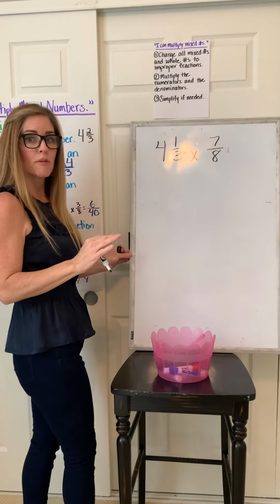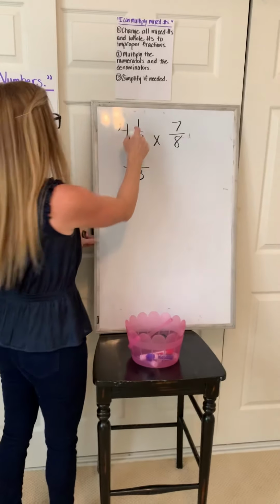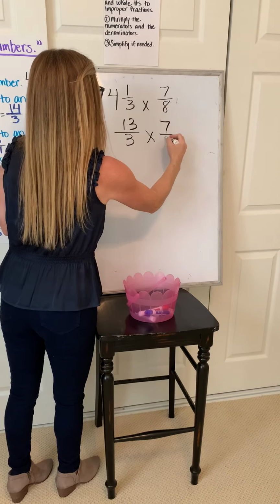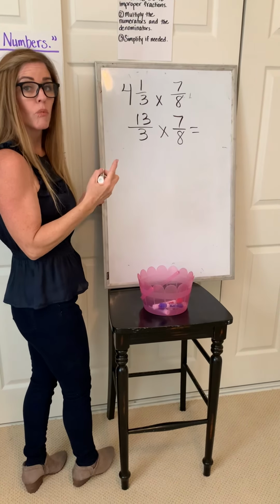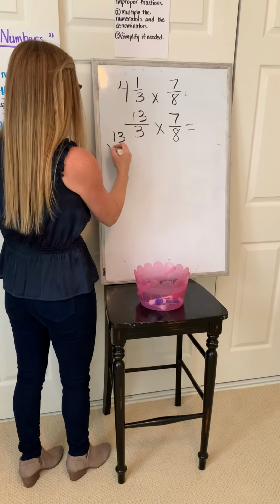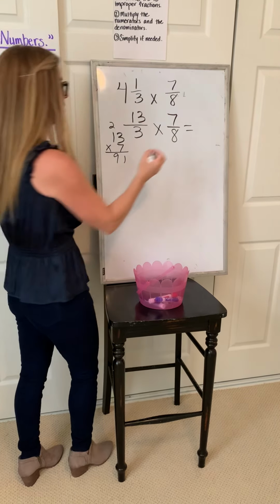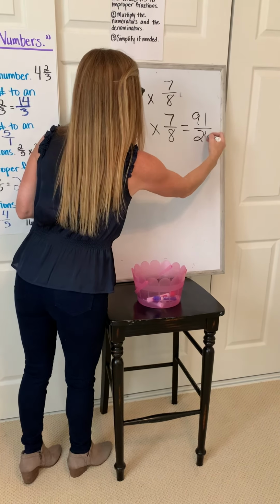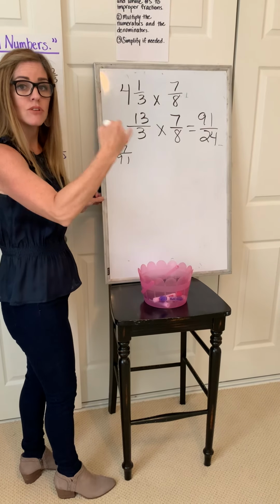We need to change that mixed number. 3 times 4 is 12, plus 1 is 13. Again, I end up with a little bit of a bigger number than maybe I want to do mentally. It's okay to go to the side. And I end up with 91. 3 times 8 is 24. Now I have to figure out how many times will 24 go into 91.